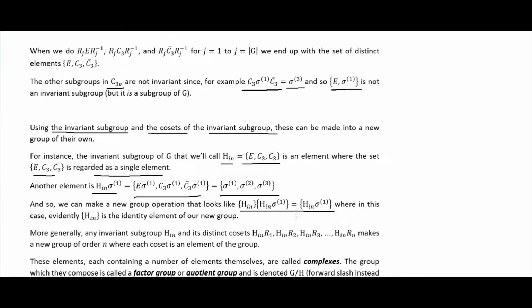And so this here is an element, this H invariant here, with the right coset of the invariant subgroup, and putting those together with this binary operation gives us this right coset of our invariant subgroup, where evidently the H sub N, or the invariant subgroup, is the identity element, since when we do our binary operation with that onto this member here of our higher level group, it just gives us that same member of the higher level group.